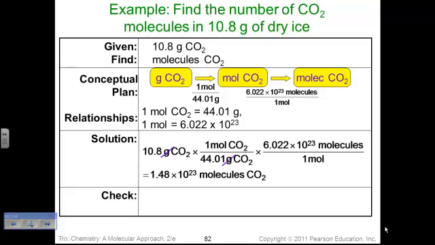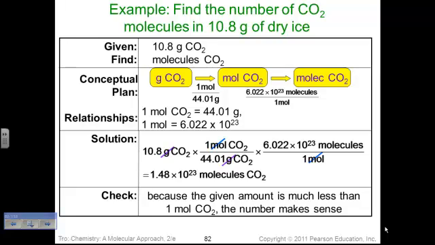Try it out. Make sure your calculator key sequence is working. 10.8 divided by 44.01 times 6.022 E23 equals. Your screen should say 1.48 E23, and that's written as 1.48 times 10 to the 23rd molecules of carbon dioxide. Step 1, we canceled grams. Step 2, we canceled moles. And we've converted from mass into the number of molecules, a 2-step mole map problem.